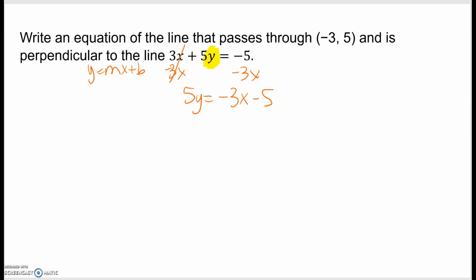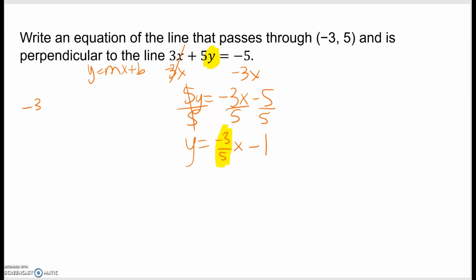Then think about how we get the y by itself. I want to get rid of that 5, so we are going to divide. Remember that all pieces get divided by 5, so if that's confusing, use one line and separate it into two. So this gets me y = -3/5 x - 1. We did all of this work to figure out what the slope of that line was. Yesterday we were working with parallel lines, so we used that slope. Today we want perpendicular lines.